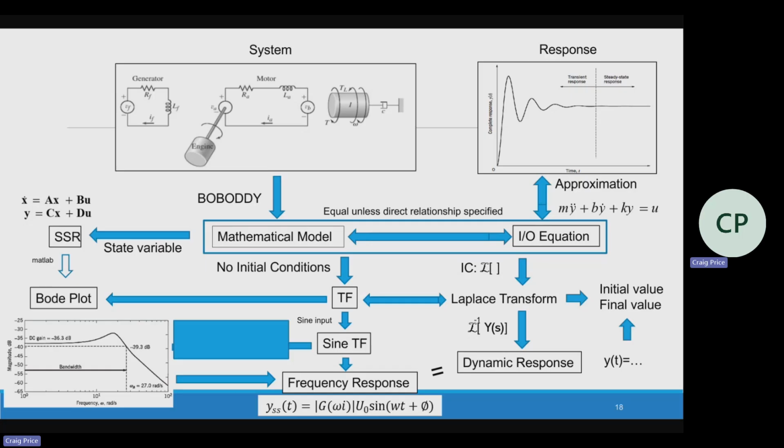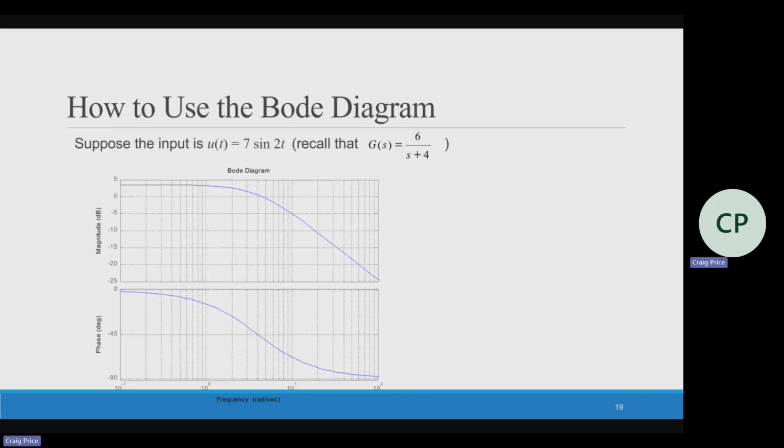Our next goal is to, well, let's say I'm given a Bode plot. Can I actually find the frequency response from it? And the answer is yes. So if I have a Bode plot, I should be able to find at that frequency what our response will be. So suppose I have a system. I don't know, I guess this is our transfer function. So it's 6 over s plus 4 or whatever. That creates this Bode plot, so we can have that in MATLAB.